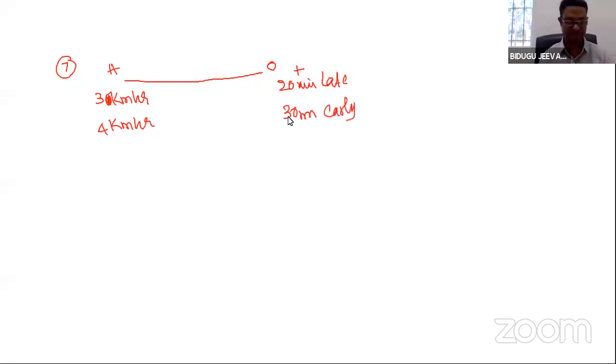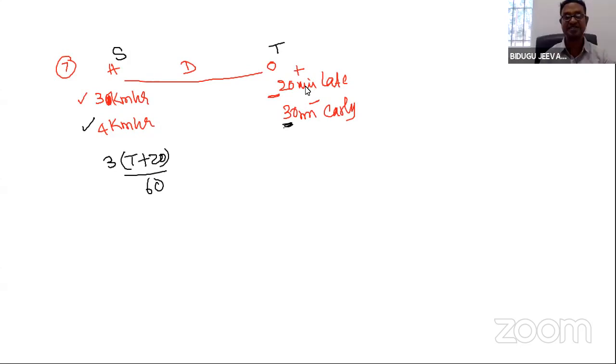Early. How far is the office from his house? Now we need to calculate the distance. Try to understand, the distance is the same. If you travel with this speed, he is late by 20 minutes. With this speed, he is early by 30 minutes. T is the original time. If you travel at 3 km/h, his time is late, which means T plus 20 by 60.